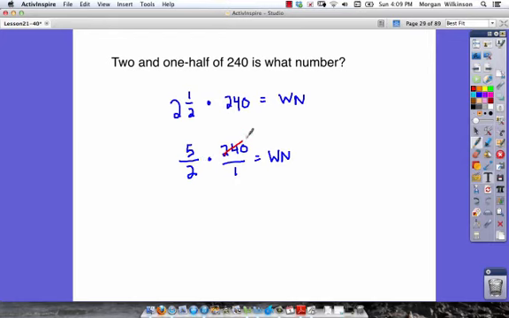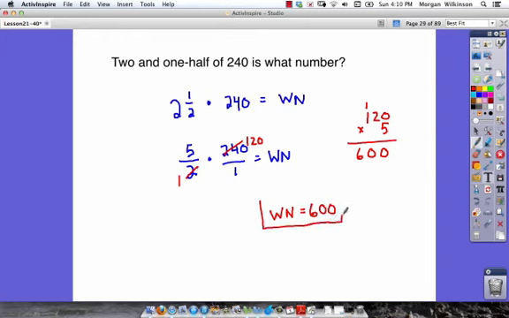Half of 240 is going to be 120. Half of 2 is 1. So our answer is going to be 5 times 120. If we write that out, 0 times 5 is 0. 5 times 2 is 10. We're going to carry that 1. 5 times 1 is 5, plus 1 more gives us 6. We've got an answer of 600. So Wn is going to be equal to 600. And we've got our correct answer. 2 1/2 of 240 is 600. If you've got a question, please go ahead and write it down now. Let's move on to our next example.